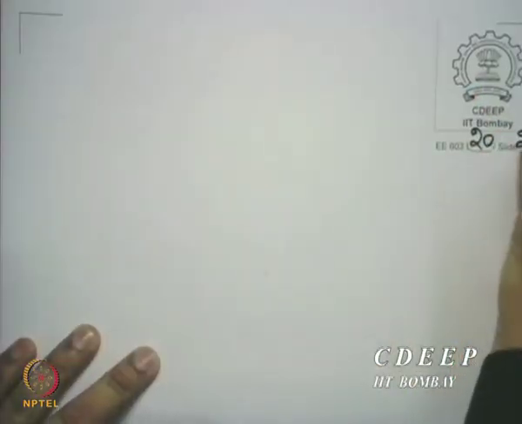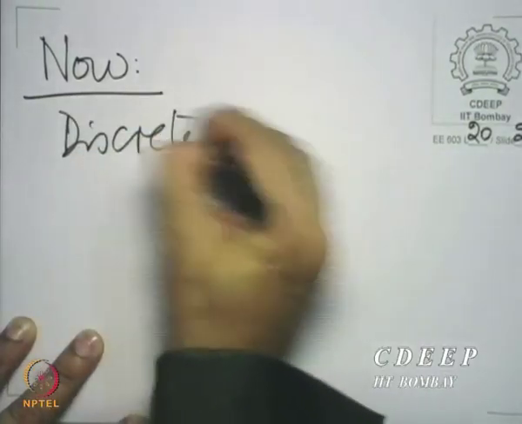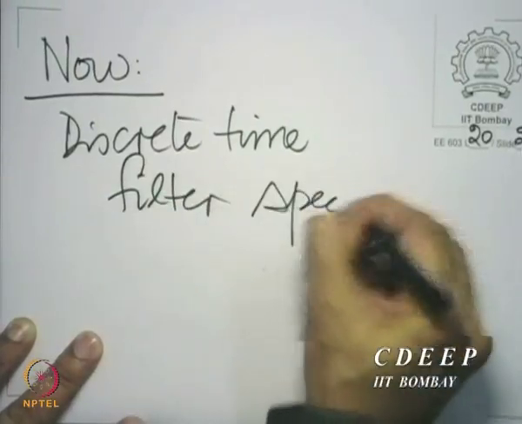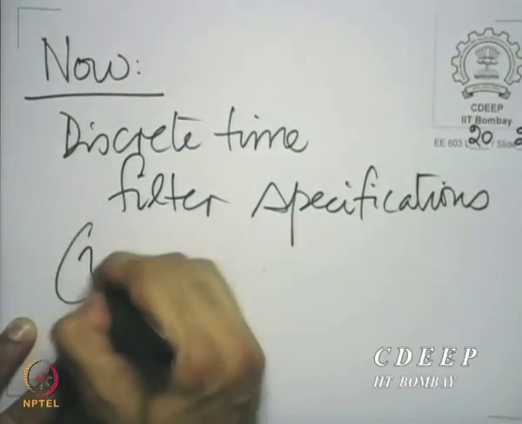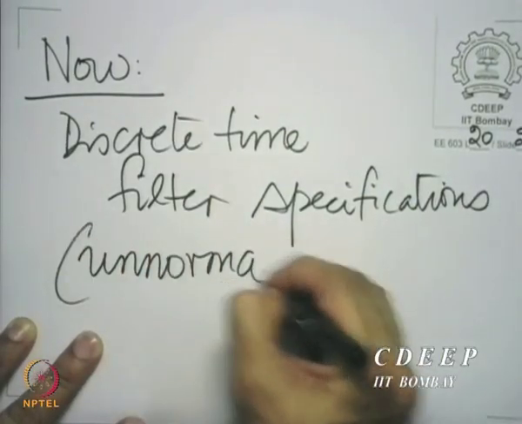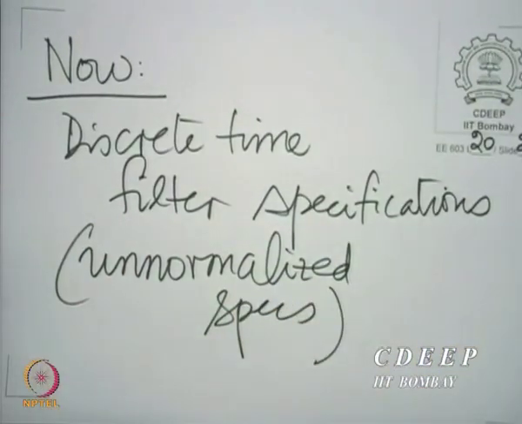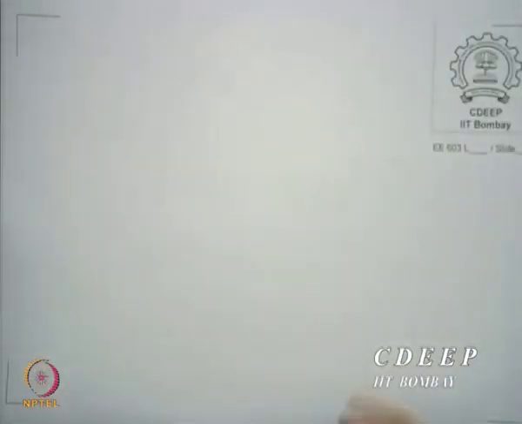So, what we now need to do is to put down, what is the process that we will now follow? Now, we shall take the discrete time filter specifications. Of course, these are unnormalized. Normally, you would be given unnormalized specifications. What are these unnormalized specifications? To take an example, suppose you have a low pass filter.